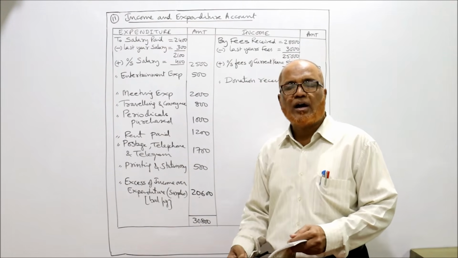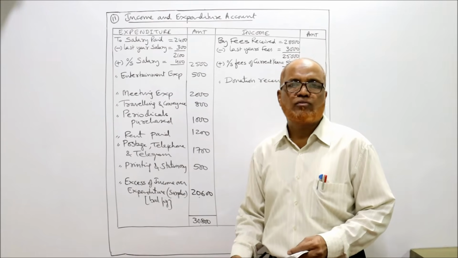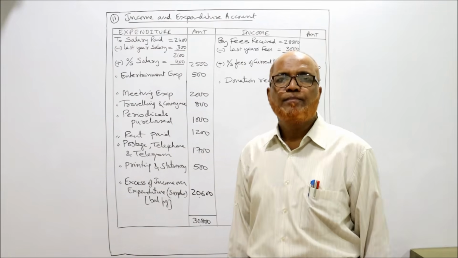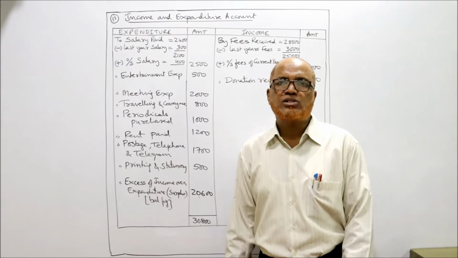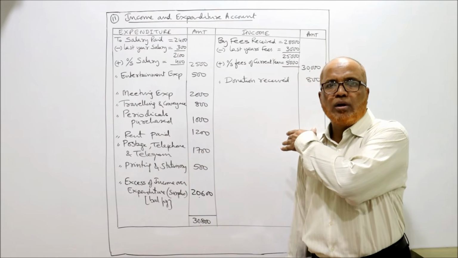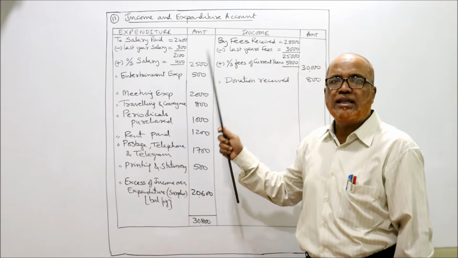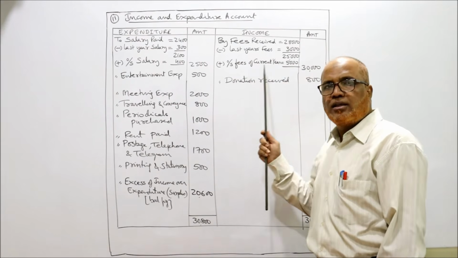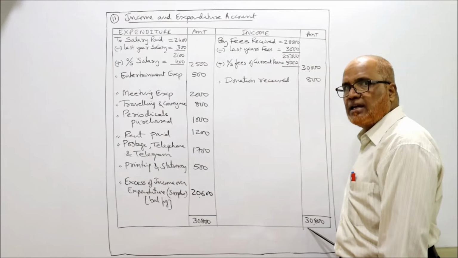That's all. Tournament fund, already I told you it will go in the balance sheet. We have taken all the items. Now we have to find out there is surplus or deficit. If credit side is more, if income is more, then there is surplus. So here the total of the credit side 30,800.